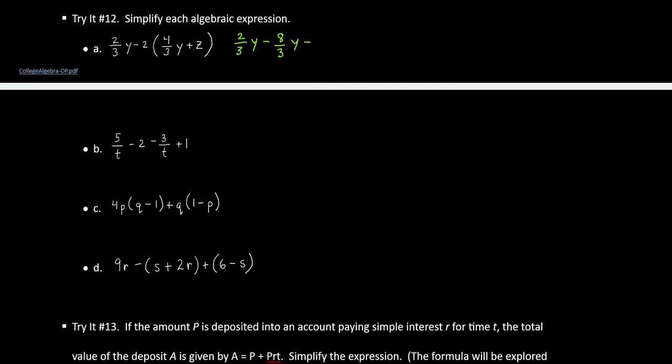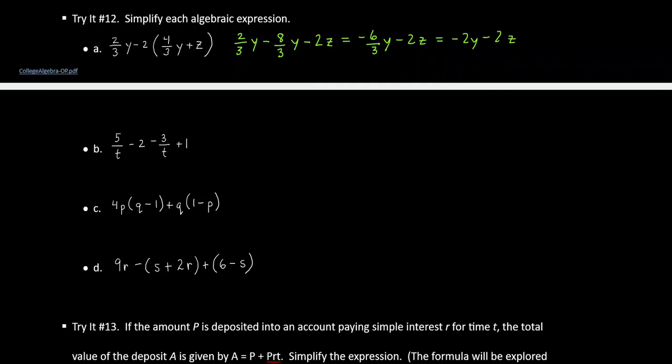And then -2 times z gives you -2z. And so now you can combine like terms, the 2 over 3y and the -8 over 3y, to get -6 over 3y minus 2z. If the variables are different, you can't combine the terms. Then you can divide -6 over 3 and get -2y minus 2z.